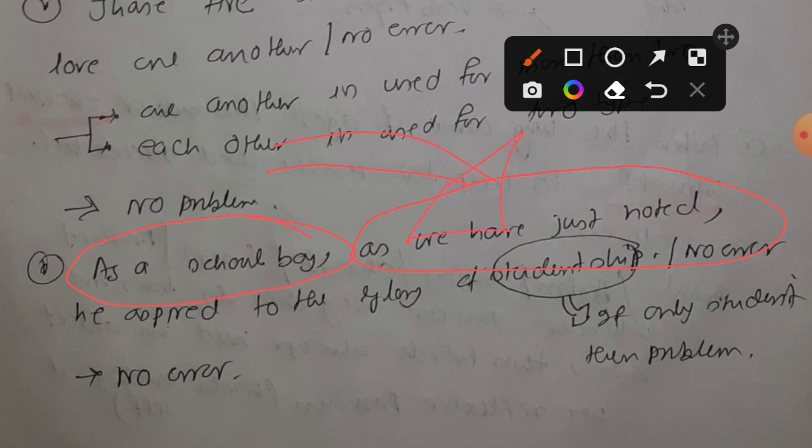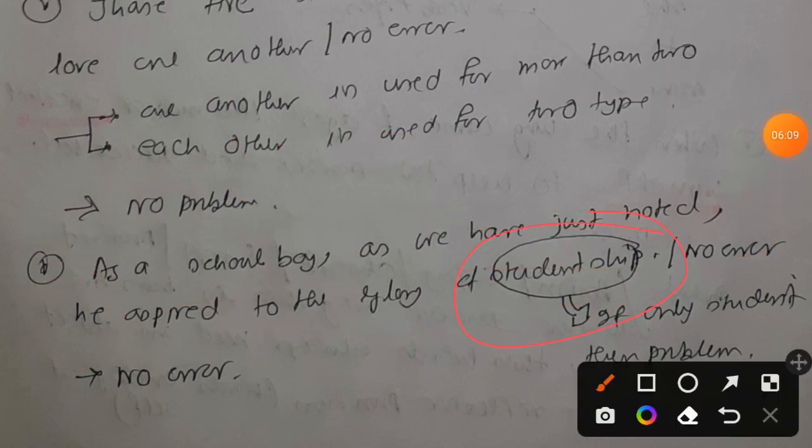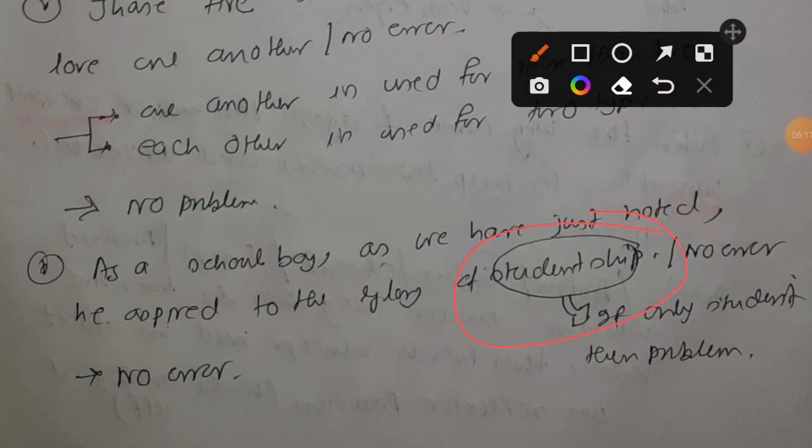Okay, so he aspired to the glory of the studentship. Here he means whom? Here he means the schoolboy. Now this sentence is absolutely correct, because studentship means the life of the student, right? If in place of studentship there was only student, then it would show a problem, right? But as we have studentship, there is no problem.